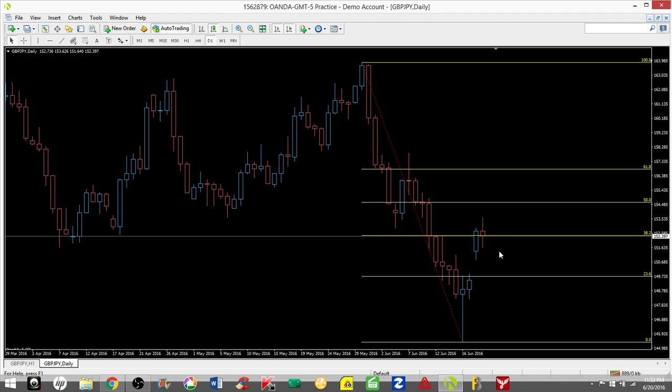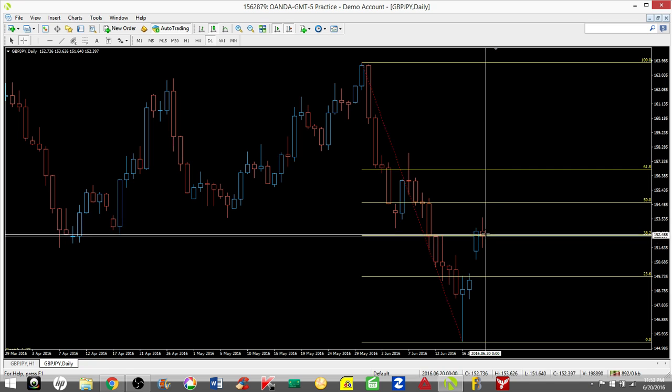So if price on the pound yen can't get above, let's say, the 152.50, 152.60 area, look for this thing to pull back down. It could come back down to the 23.6, but look to sell. If it can stay above, look to buy and go on these zones and respect these Fibonacci zones.